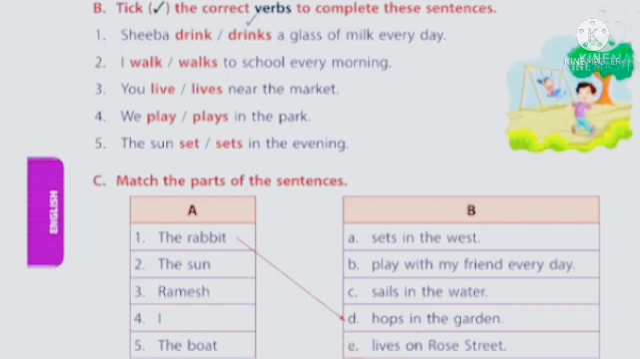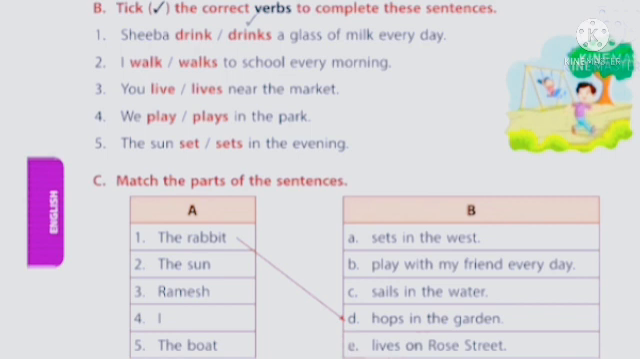First one, Sheba drink or drinks a glass of milk every day. Second one, I walk or walks to school every morning. Third one, you live or lives near the market. Fourth one, we play or plays in the park. Fifth one, the sun set or sets in the evening.